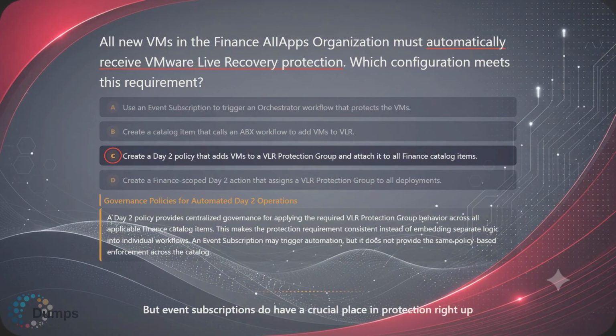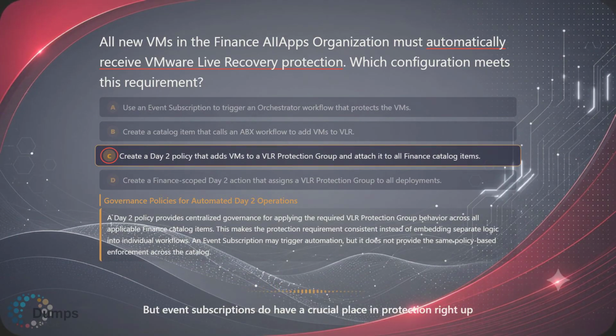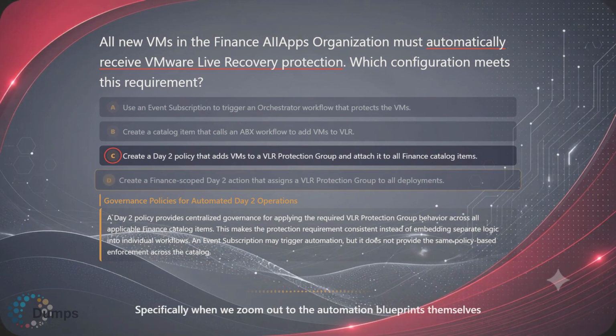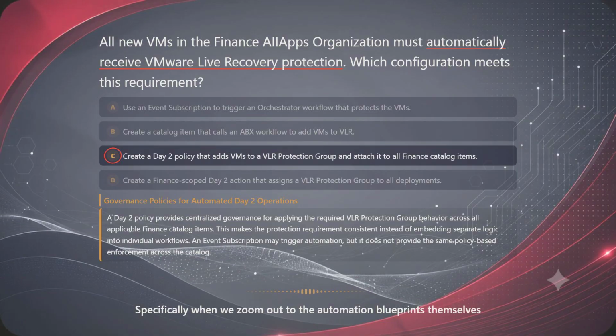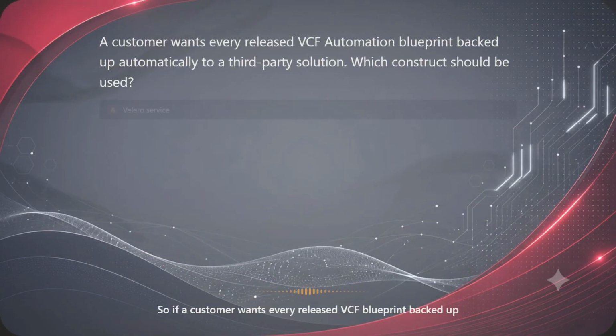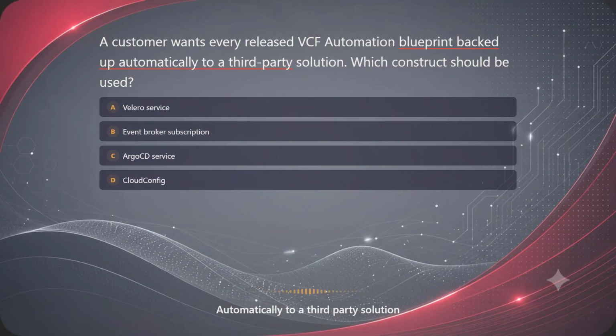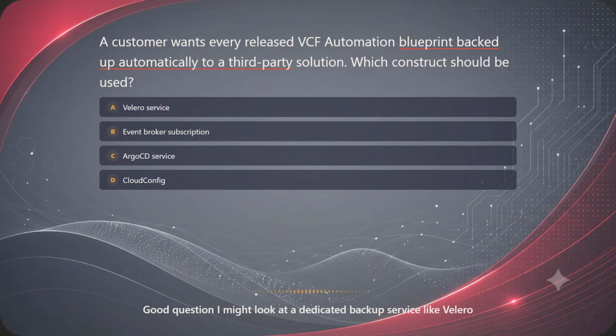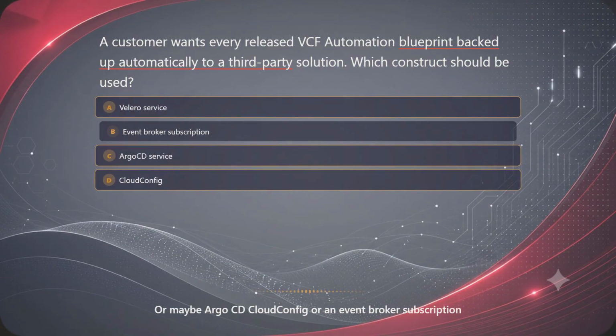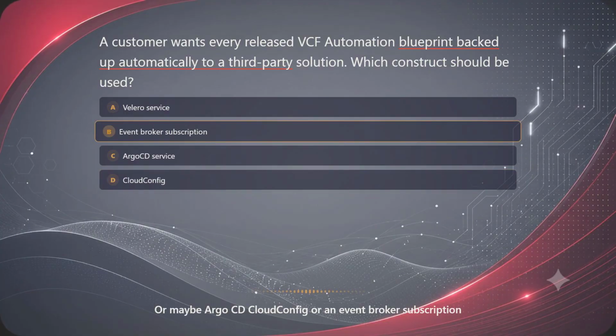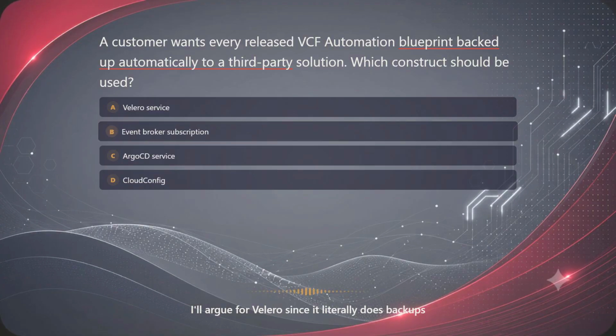Got it. But event subscriptions do have a crucial place in protection, right? Oh, absolutely, specifically when we zoom out to the automation blueprints themselves. So if a customer wants every released VCF blueprint backed up automatically to a third-party solution, how do you catch that release? Good question. I might look at a dedicated backup service like Velero, or maybe Argo CD, Cloud Config, or an event broker subscription. I'll argue for Velero since it literally does backups.